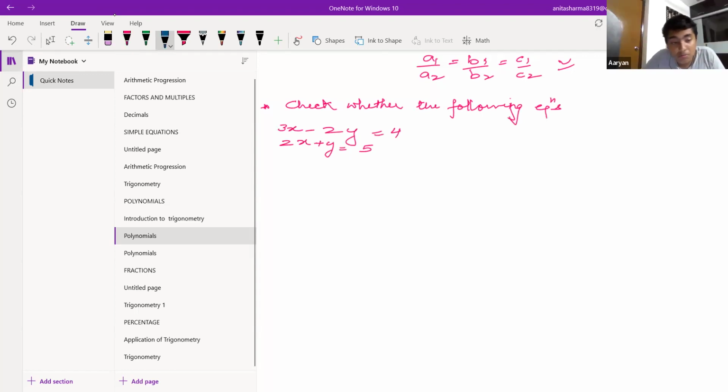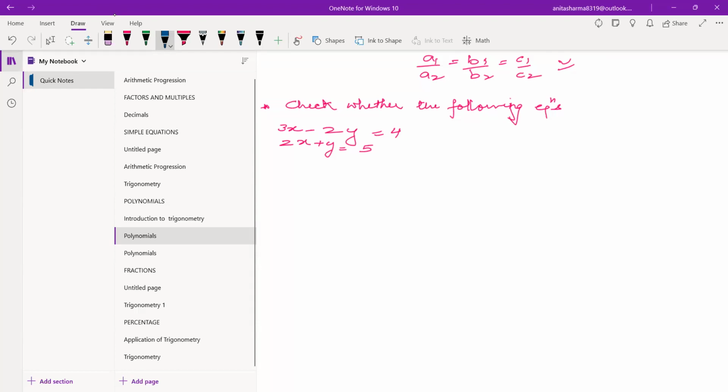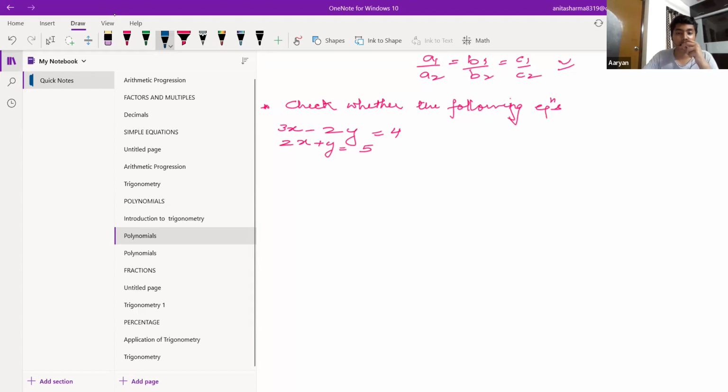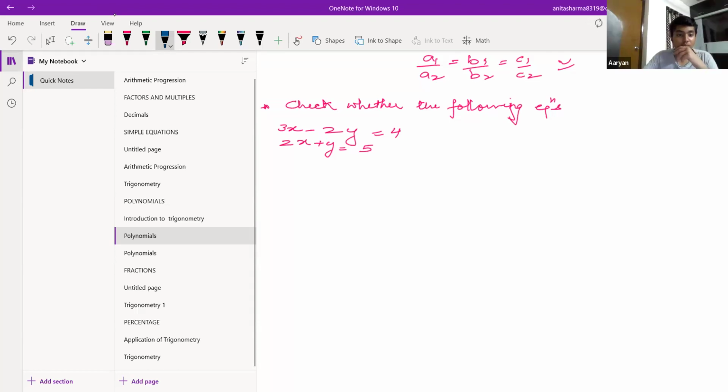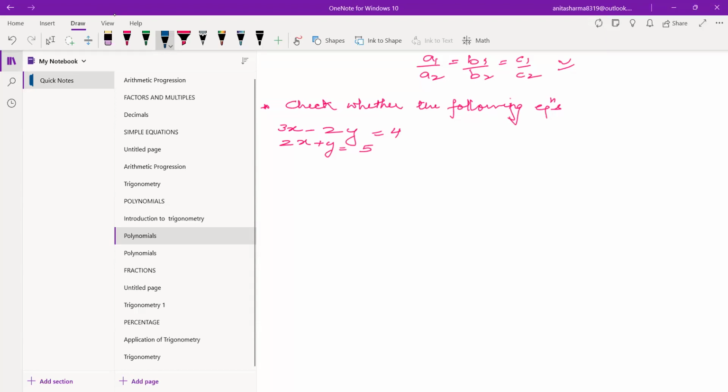So how will you check, children? Ma'am, we can write 3x minus 2y minus 4 equal to 0. Yes, first of all, you will write these equations in the standard form. And then 2x plus y minus 5 equal to 0. So in standard form, you can write 3x minus 2y minus 4 is equal to 0 and 2x plus y minus 5 is equal to 0. And children, don't forget to write each and every step.